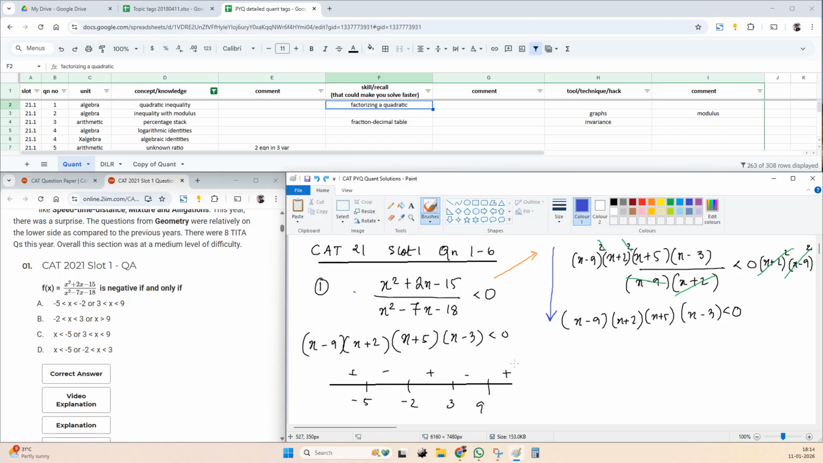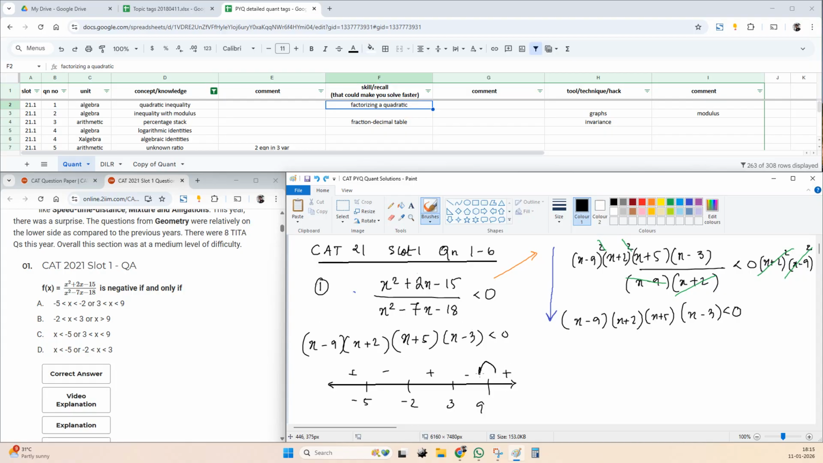Let's talk about this in a little more detail as well. If you look at any value that's greater than 9, this is the number line for the one variable x that we have here. If you think about this region to the right of this 9, let's say 10 as an example, you will notice that 10 minus 9 is plus 1, positive. 10 plus 2 is 12, positive. 15, positive. 7, positive. And so you have 4 positive terms, their product is going to be positive. So for every value of x beyond this, the expression is going to be positive.